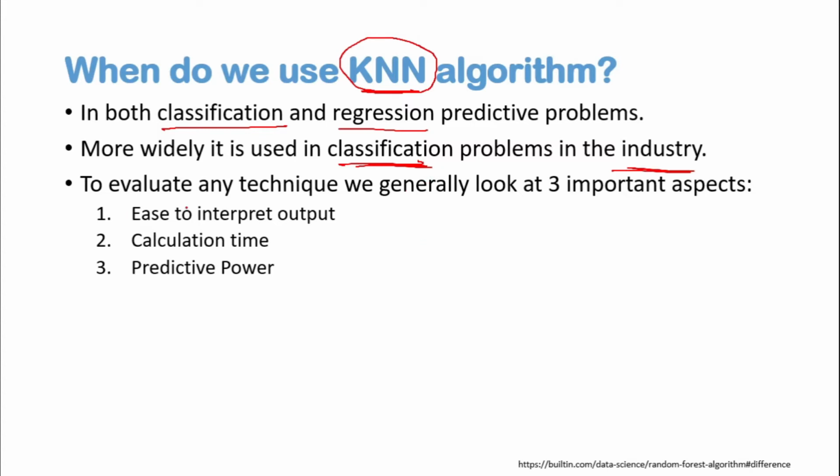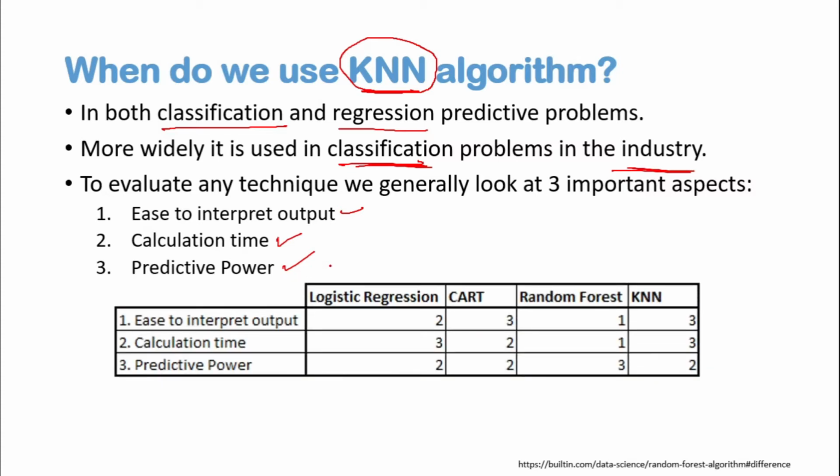To evaluate any technique, we generally look at three important aspects. Whenever we want to solve any problem, we evaluate the technique on these three important aspects. The first one is ease of interpreting the output, the second one is calculation time, and the third one is predictive power. Based on this, we evaluate how powerful the algorithms are.